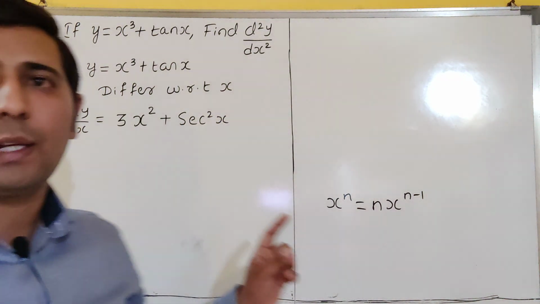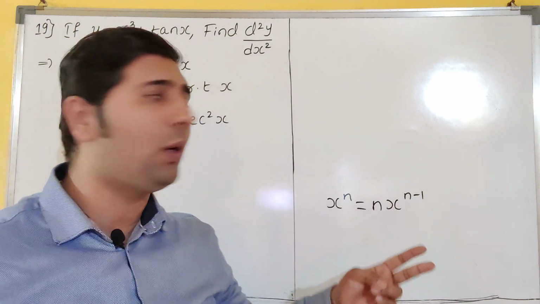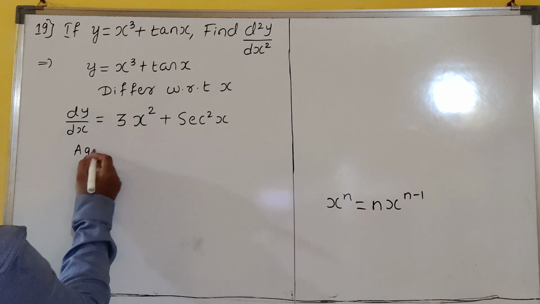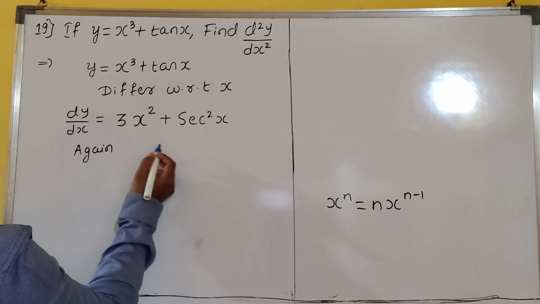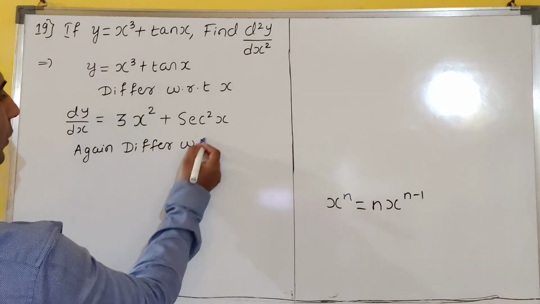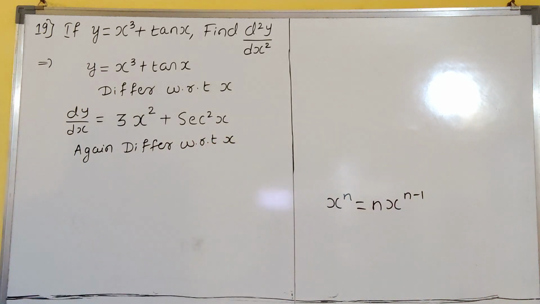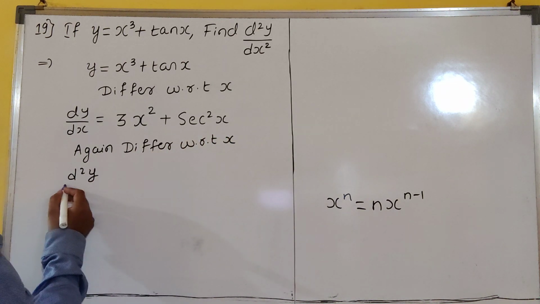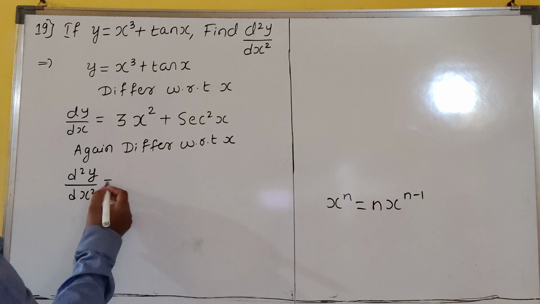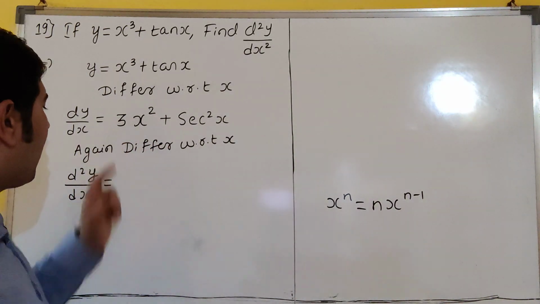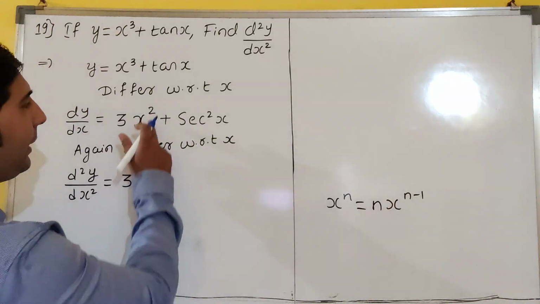We got the first derivative. What do I have to find? Double derivative, no? Second order derivative also we can find. Again differentiate with respect to x, dear students. So again differentiate with respect to x. dy by dx will become d square y by dx square. Constant into function. So the constant we can write as it is. Now x square derivative is what?